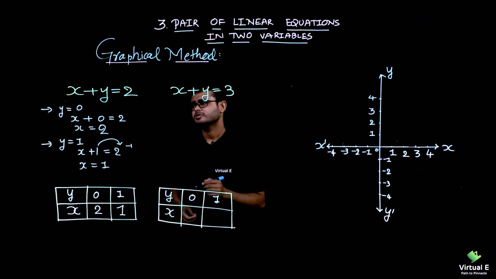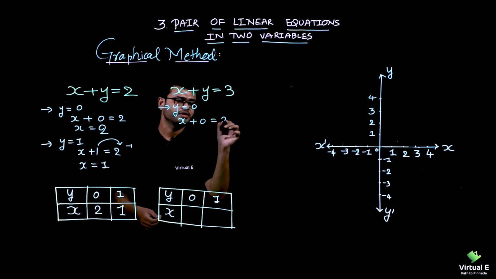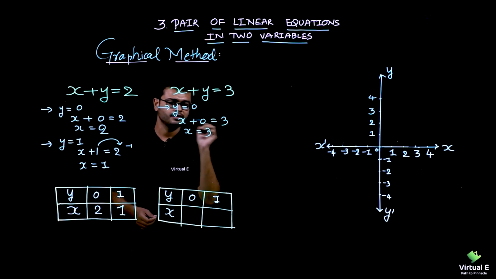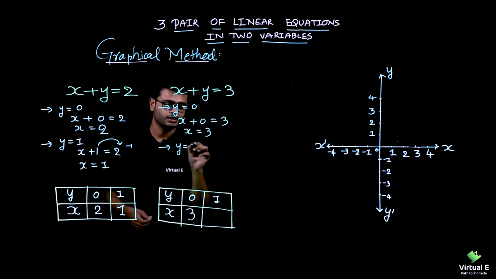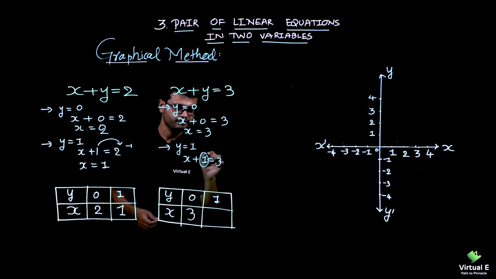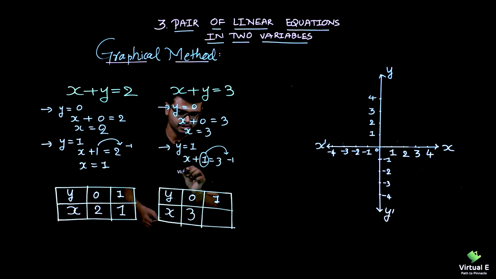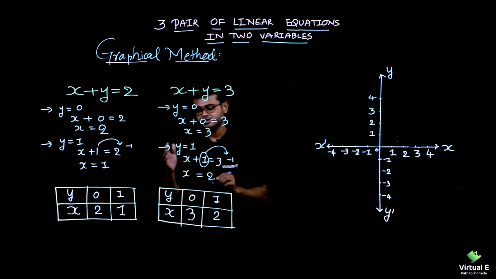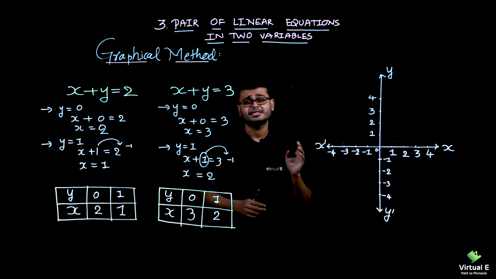Let's do same procedure for this equation. I'll substitute y is equal to 0. So x plus 0 will give me 3. So x is equal to 3. Let's substitute over here. And y is equal to 1. So x plus 1 is 3. The same one will move over here and that will become negative 1, and 3 minus 1, that will give me x is equal to 2. So I am going to plot the same coordinates on the graph and I am going to find what is the intersecting point between them.